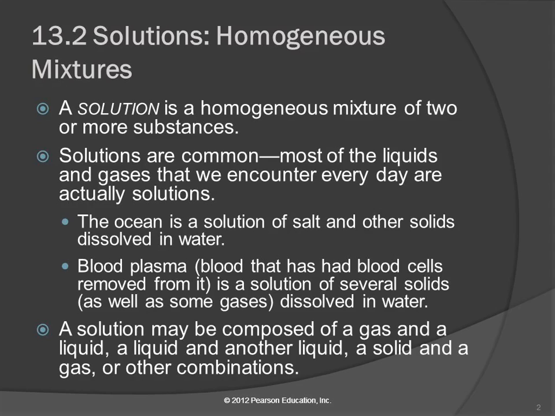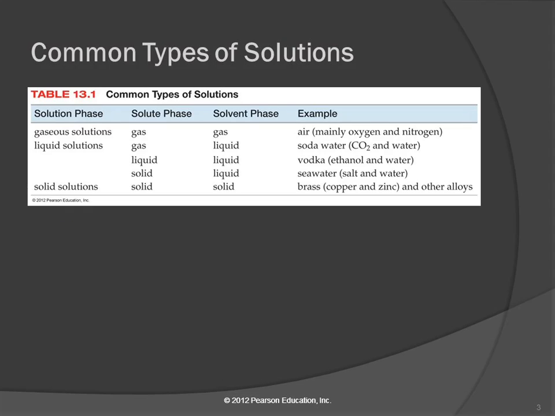We tend to think of solutions as being solids dissolved in liquids, but you can actually have solutions of any combination of states. A couple of examples of solutions: ocean water is a solution of salt and other solids dissolved in water. The plasma in your blood, that's the liquid without the blood cells, is a solution of several different solids and some gases dissolved in water. Here's a table showing you some of the different possible combinations. Air is a solution of multiple gases.